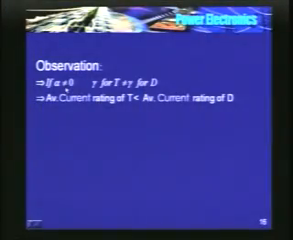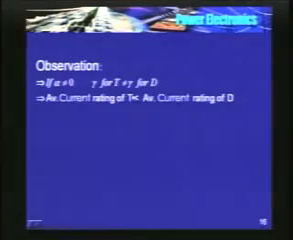So what is our observation? If alpha is not equal to 0, the duration for which the thyristor conducts is not the same as that of the diode. Gamma for thyristors is not equal to gamma for the diodes. So therefore the average current rating of thyristors is less than the average current rating of the diode.